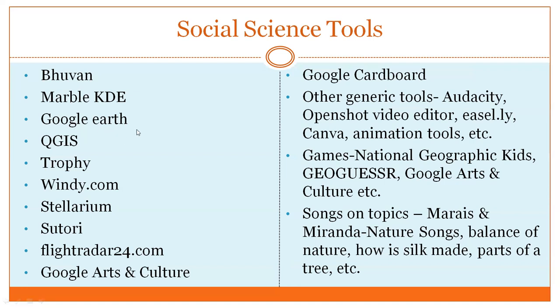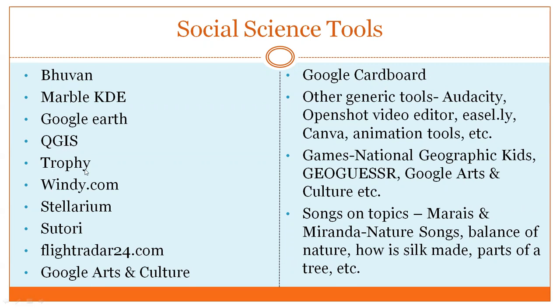Then you have Google Earth. Some of us must have explored and used it. You can zoom in till the street level again. You can create maps. You can see beautiful pictures and beautiful already developed videos on Google Earth. Then you have QGIS, again for map making, distance calculation and all those things, free and open source software.